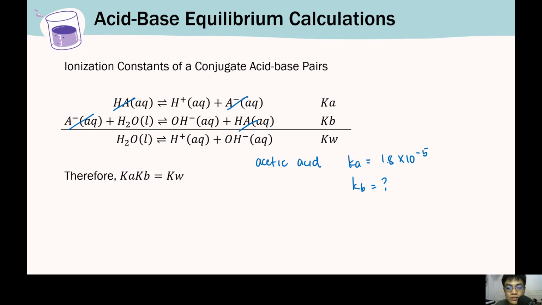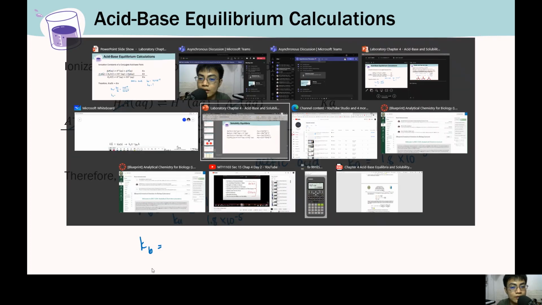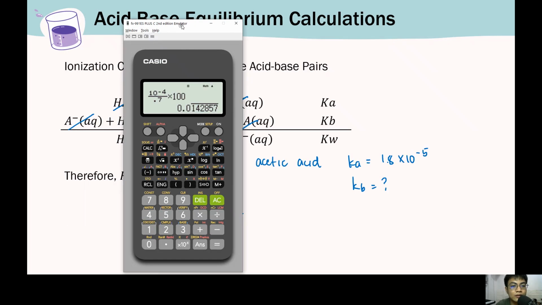Okay, so let's answer this one. If the acetic acid Ka is 1.8 times 10 raised to negative 5, then what is its Kb? So from this equation we just get Kb equals Kw over Ka. So Kw, do not forget, it's 1 times 10 raised to negative 14 divided by the Ka, so 1.8 times 10 raised to negative 5. So ganun, yun yung value ng Kb mo. Let's press it in the calculator.